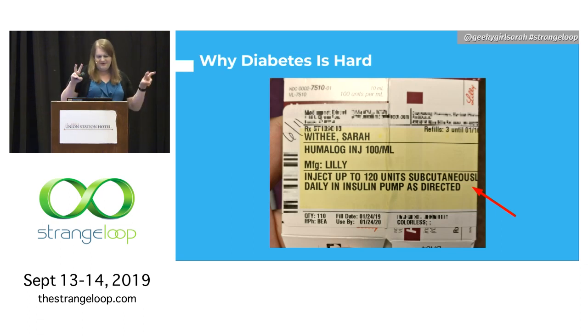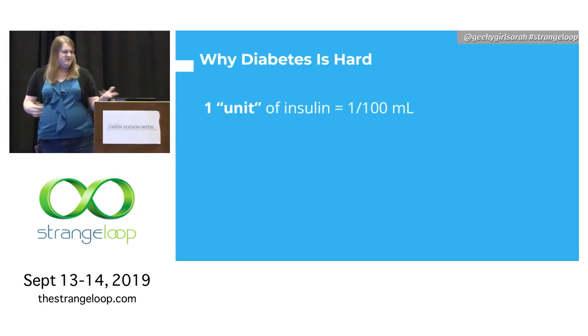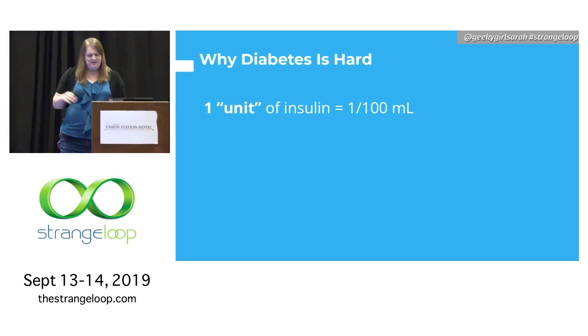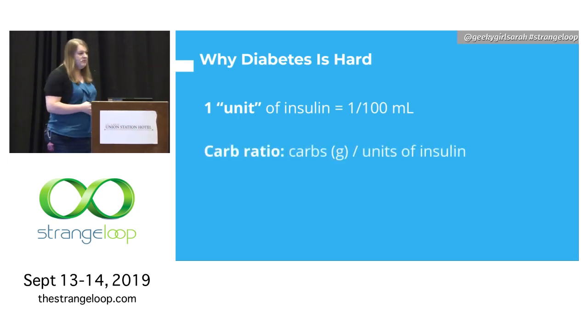So what is a unit of insulin? A unit of insulin is basically 1/100th of a milliliter. That's not super important. We refer to units because it's just easier. But everybody has a carb ratio.